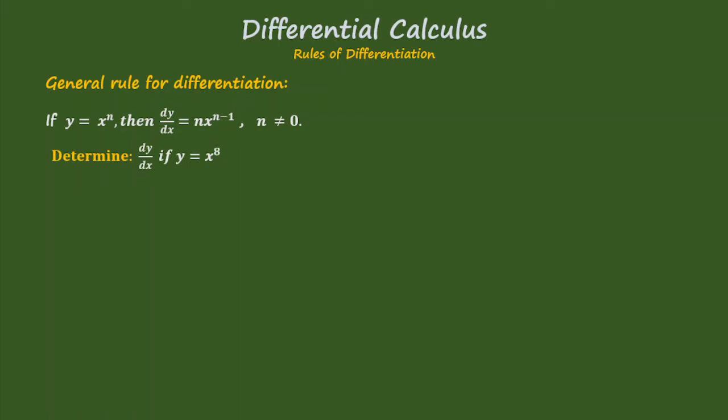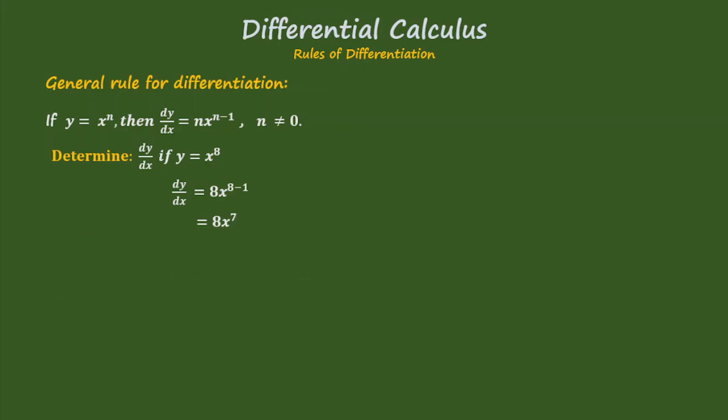Let's say you've been given some function y equals x to the exponent 8 and you are required to determine dy/dx, or the derivative of that function. According to the general rule for differentiation, I simply make 8 the coefficient of x, and then I subtract 1 from 8. It's going to be 8 and then 8 minus 1, which is just 8x to the exponent 7. So the derivative of x to the exponent 8 is 8x to the exponent 7.